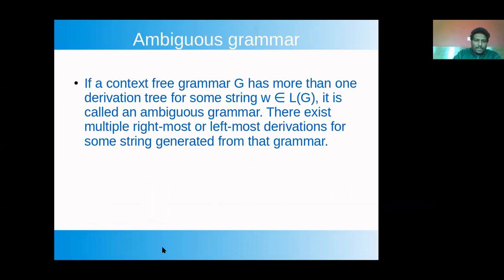So we can see the ambiguous grammar. If a context-free grammar G has more than one derivation tree for the same string, where the word belongs to the language of the grammar, it is called an ambiguous grammar. If there exist multiple rightmost or leftmost derivations for the same string generated from the grammar, we call it an ambiguous grammar.